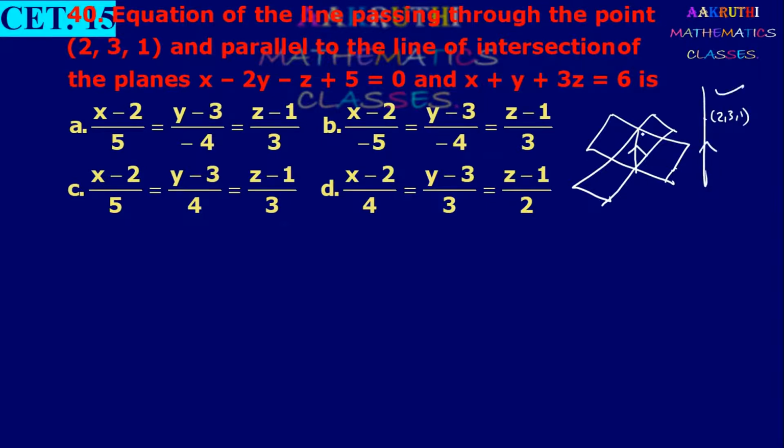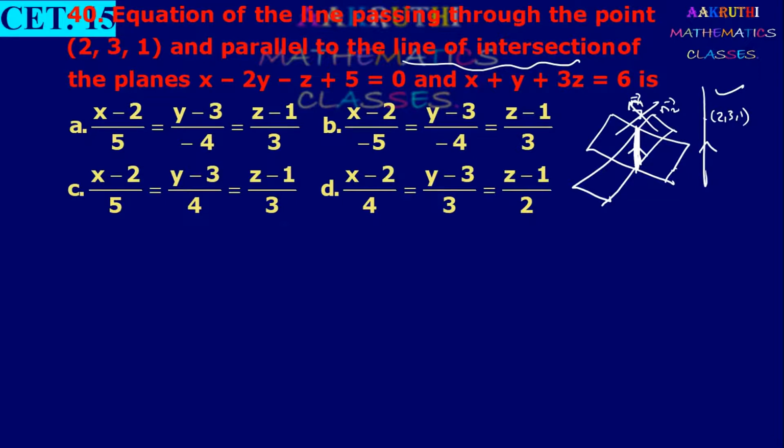So this line is parallel to the line of intersection of these two planes. Here we can find the normal vectors. It is the n1 vector and the n2 vector, which are normal vectors perpendicular to the given planes.